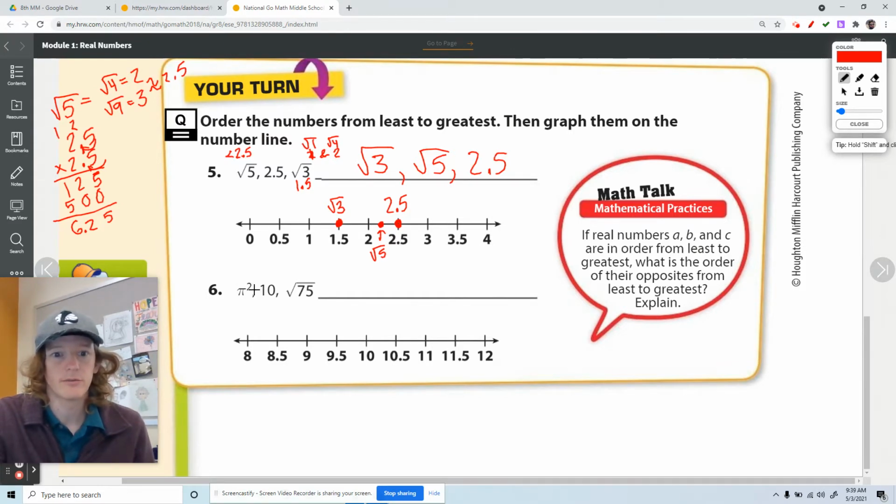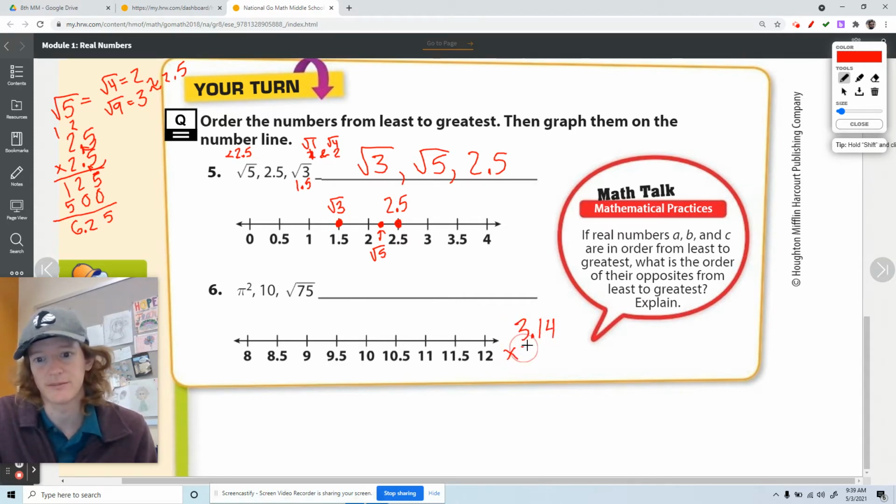Number 6, we have pi squared. Well, pi times pi. Let's figure out what 3.14 times 3.14 is. We know that's not perfect because this is an irrational number. It keeps going and going. But we can use an estimate here.